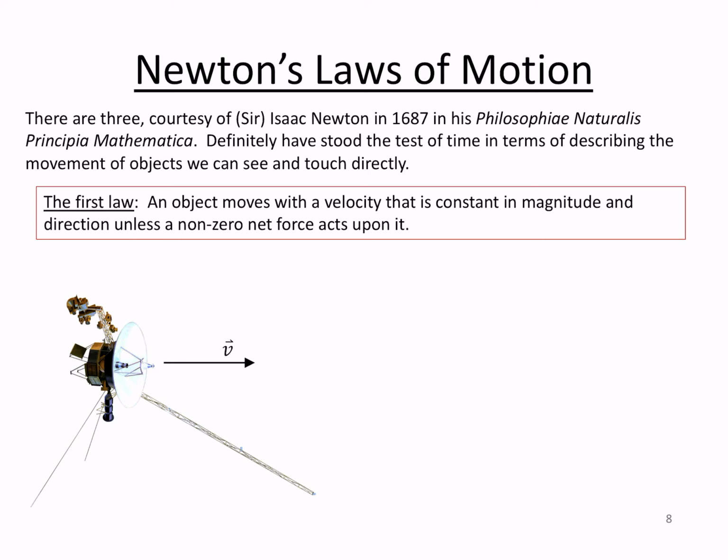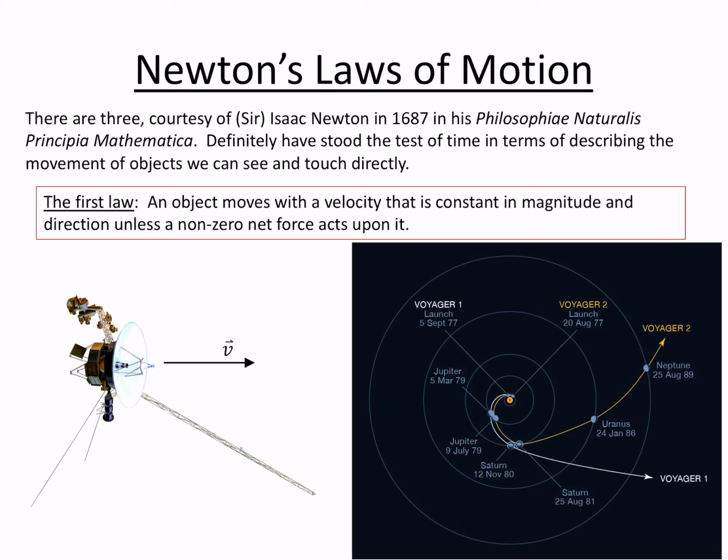And the first law certainly is true, but not even Voyager 1 is free of external forces or non-zero net forces on it. So here's a little map of both Voyagers' journeys through the solar system, and you can see that their path is not just a straight line velocity in a particular direction. The gravity of the sun, the gravity of Jupiter and Saturn and all these planets that they cruised by and took pictures and measurements of, have affected their trajectories a lot, right? There's nowhere close to a straight line.